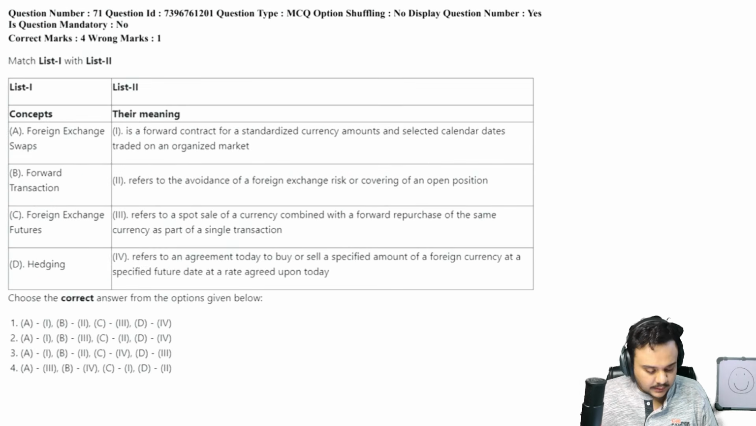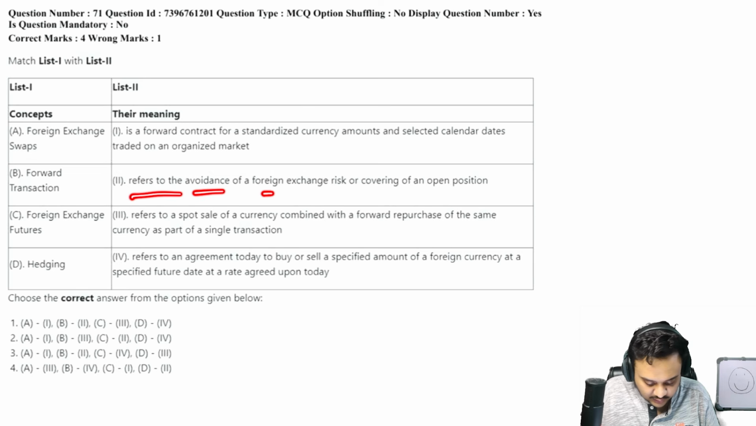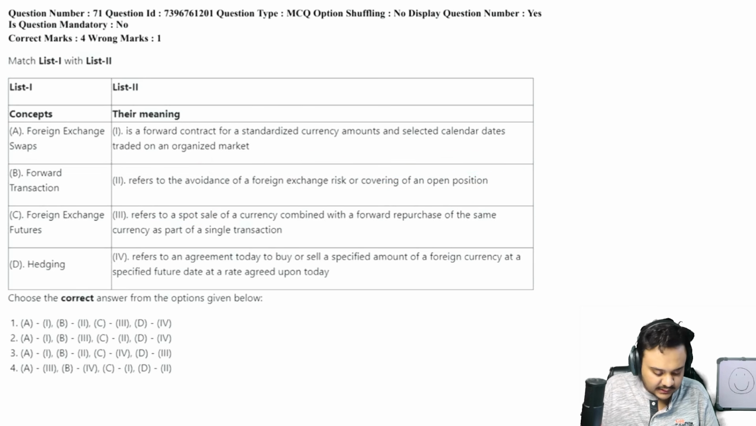So the next one, again, match the following concepts and their meaning. Very simple. Just some concepts from international economics. So let's start from the bottom. Hedging, you should know that it refers to the avoidance of foreign exchange risk or covering of an open position. Very easy. This is just the definition of hedging. So D is 2. Okay, you'll just get your answer then directly, and just confirm the rest of it as well.